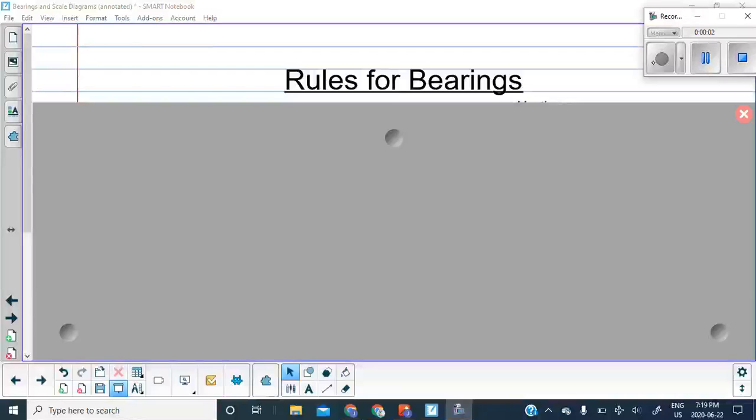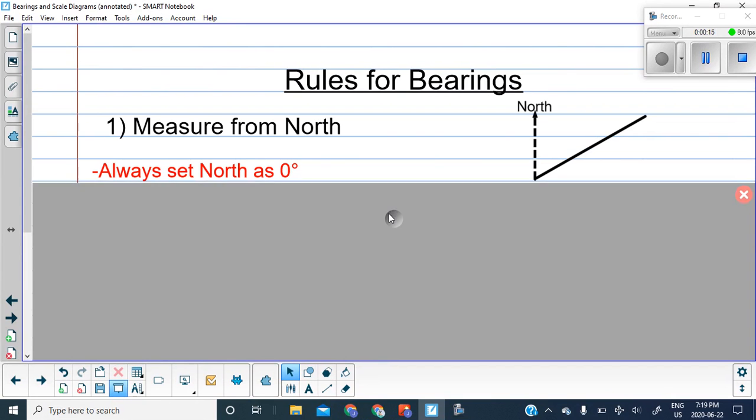So today we're going to look at some rules for bearings. There's three rules for bearings, and then we're going to talk about compasses, bearings, and why we use them, and how exactly we're going to write these things down. So, first rule we're going to look at is we always measure from north.